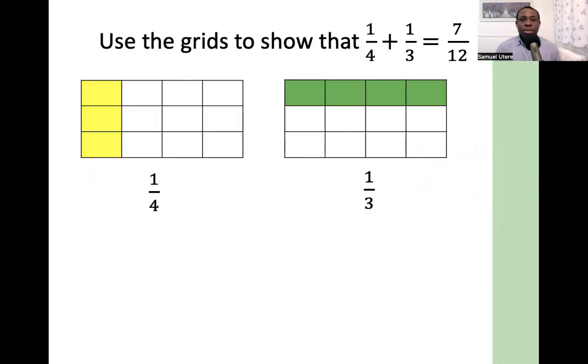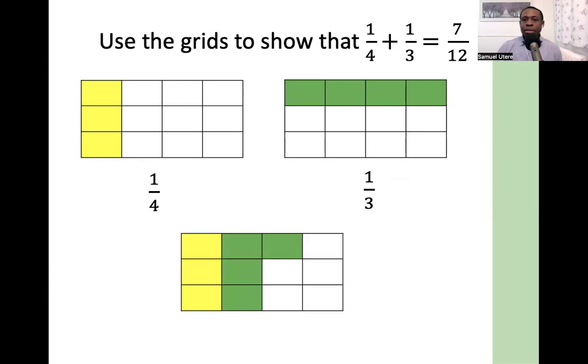If we're asked to use the grids to show that a quarter plus a third is equal to 7/12, how do we show that? Well, a quarter, if we look at the diagram, we will see that it's actually 3/12. And we can see that a third is actually 4/12. So when we add them, you can see that it's 7/12. You can see that 7 parts out of 12 parts are shaded.